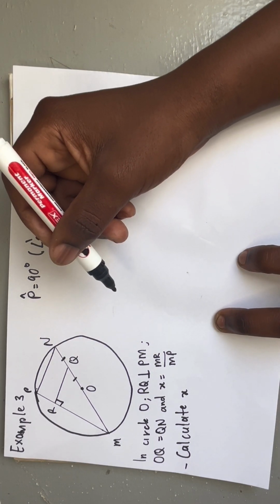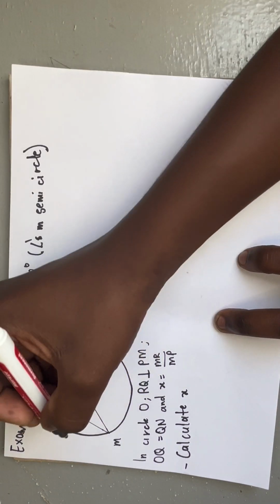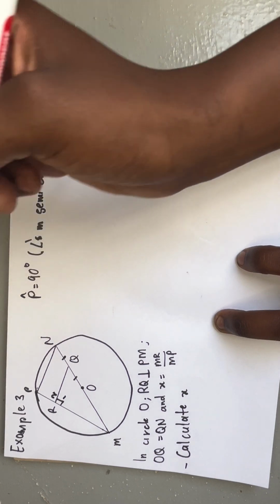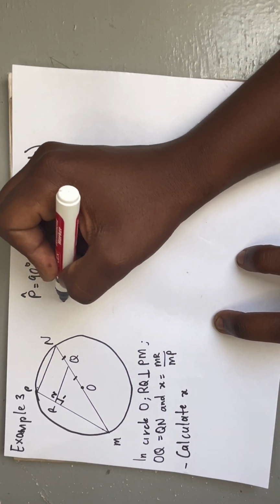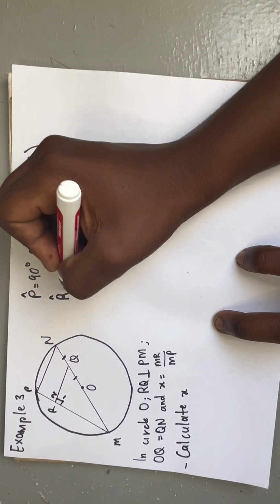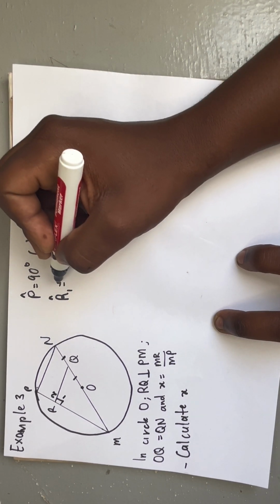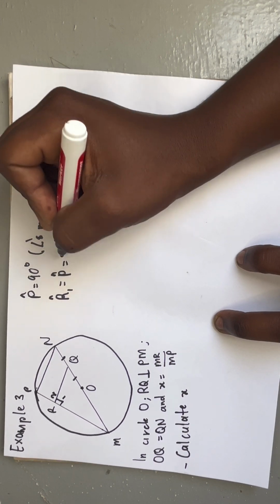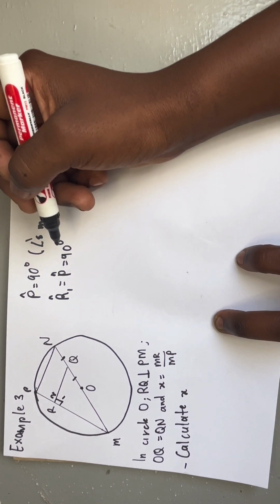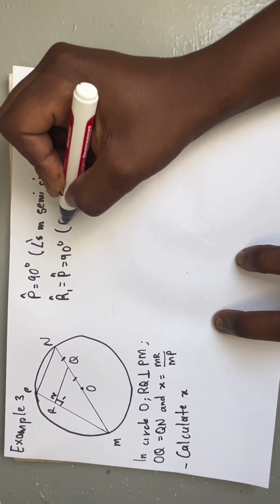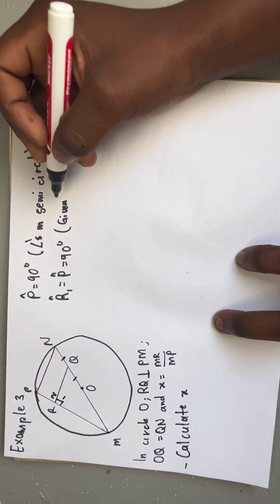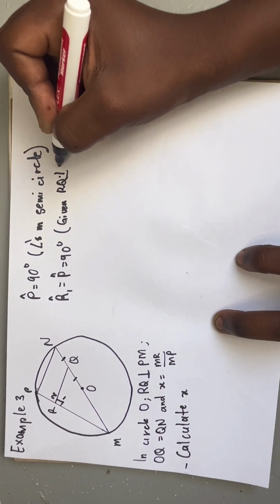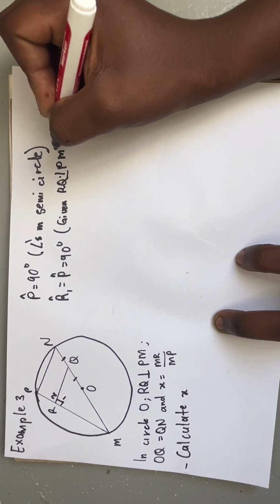And then the next thing, what are you going to do? Can you see, if you label this R1 and this R2, you can say your angle R1 was also equal to 90 degrees, which means angle R1 is equal to angle P, because both of them are equal to 90 degrees. And why? Because it was given to us that RQ is perpendicular to PM. This was the information that we were given.